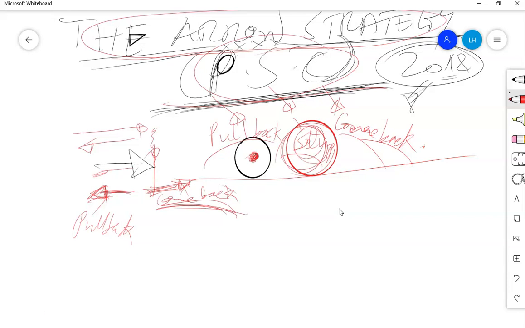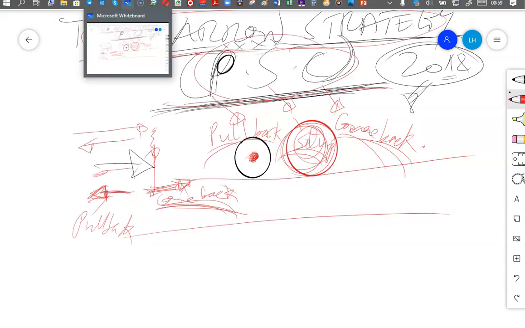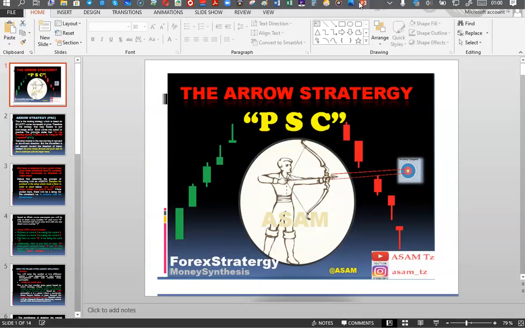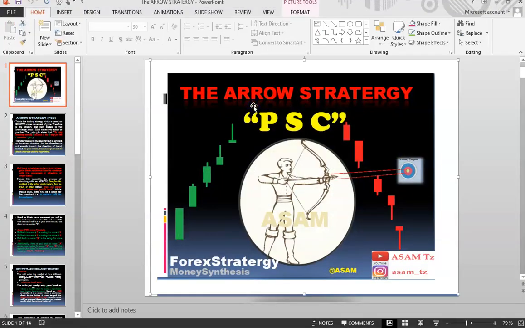So here is where the pullback, setup, and comeback come in. Now this is just theoretical. Those are the notes for the whole PSC strategy. So it is the arrow strategy of the PSC, and it's all about pullback, setup, and the comeback.